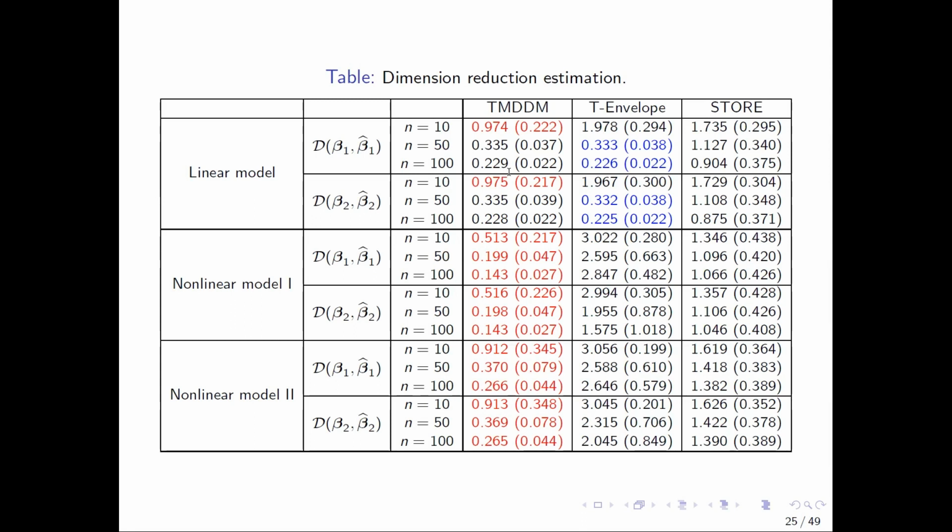And if we consider nonlinear models, you can see that our approach is outperforming the two existing methods. Mainly because in this example, the linear tensor response regression model assumption is violated. But our approach is not relying on a linear parametric model, so it is still able to reduce the dimension in an accurate way.